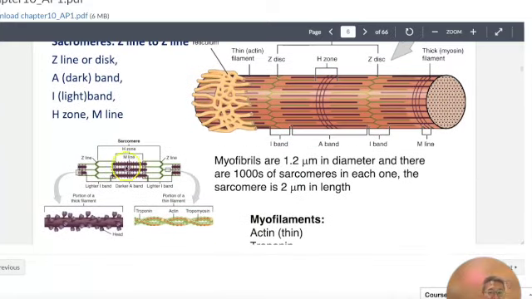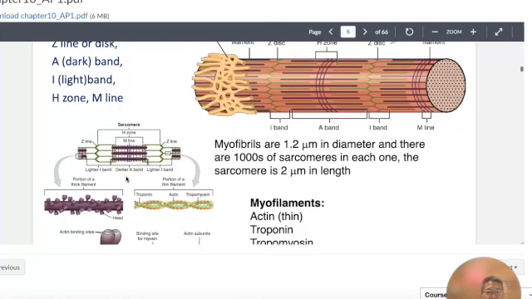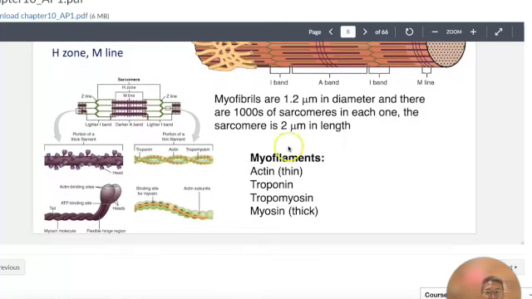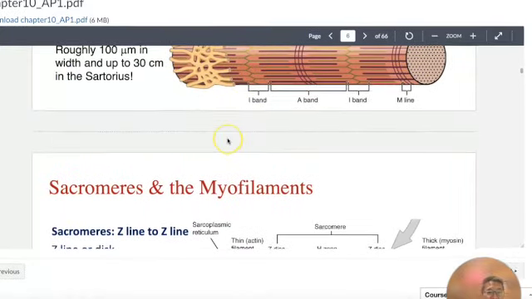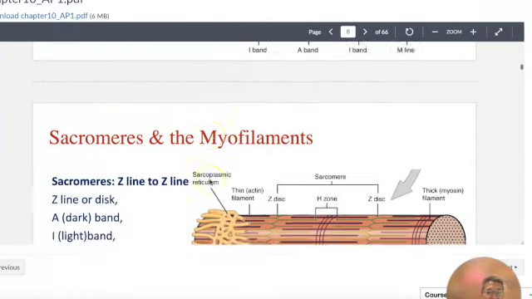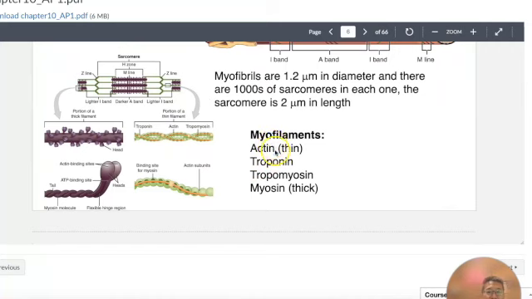So again, how it works. These green thin ones are called actin, and these purple ones are thick. They're called the myosin. The myofilament we talked about right here contains actin, troponin, tropomyosin, and myosin. It is the binding site of the actin. So the myosin, this is the head of the myosin.